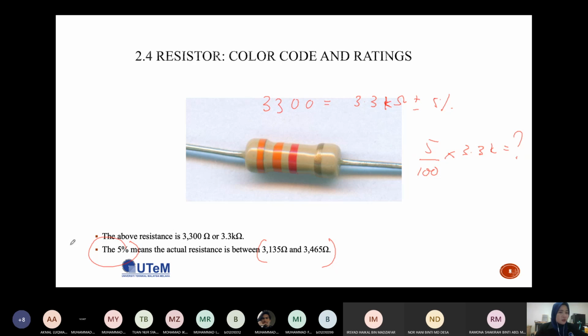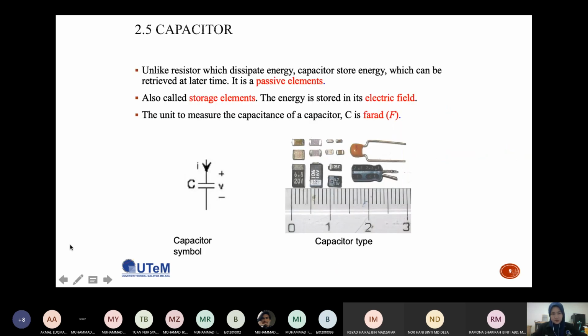Now let's look into the capacitor. Unlike a resistor, which dissipates energy, a capacitor can store energy, which can be retrieved and used at a later time. But still, resistor and capacitor are both passive elements. They cannot generate their own power. Because it can store energy, we also call it a storage element, and this energy is stored in its electric field.